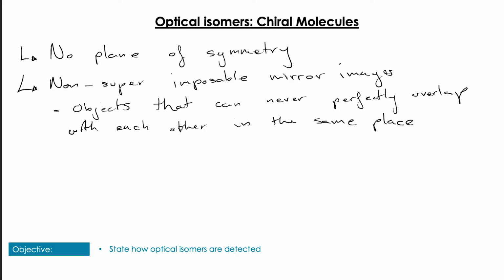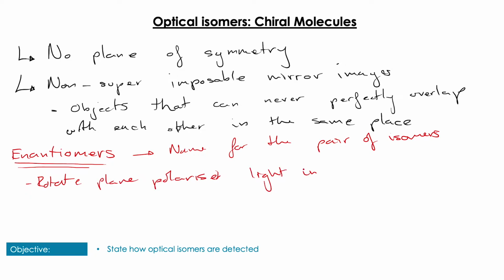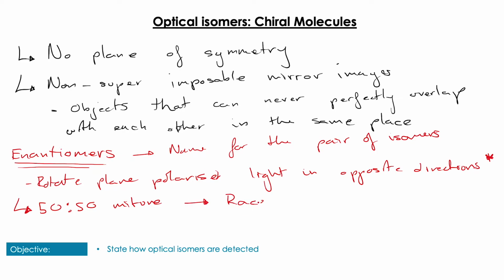We call these objects enantiomers, and quite simply these are the 2 different optical isomers from a chiral carbon, the pair of isomers if you like. And we can differentiate these by the way they rotate plane polarized light in opposite directions. We're going to have a little look at that in a moment in more detail. And if we have a 50-50% mixture of these enantiomers, then we call that mixture a racemic mixture or a racemate mixture. So that's 50% of each of the enantiomers.